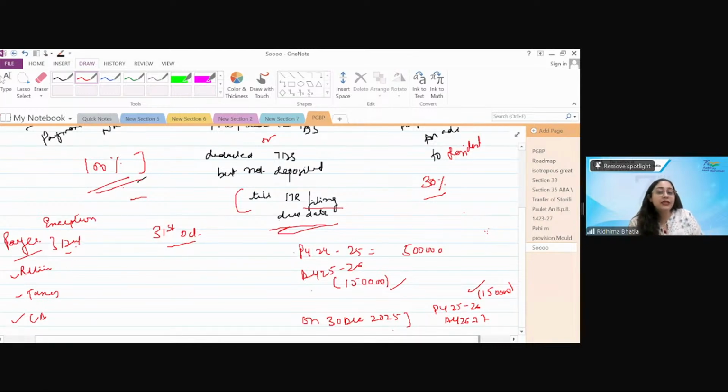अब suppose करो कि बाद में instead of me depositing and deducting and depositing, this person has shown it, then in that year I can claim the expenditure. In that year, I can claim the expenditure.